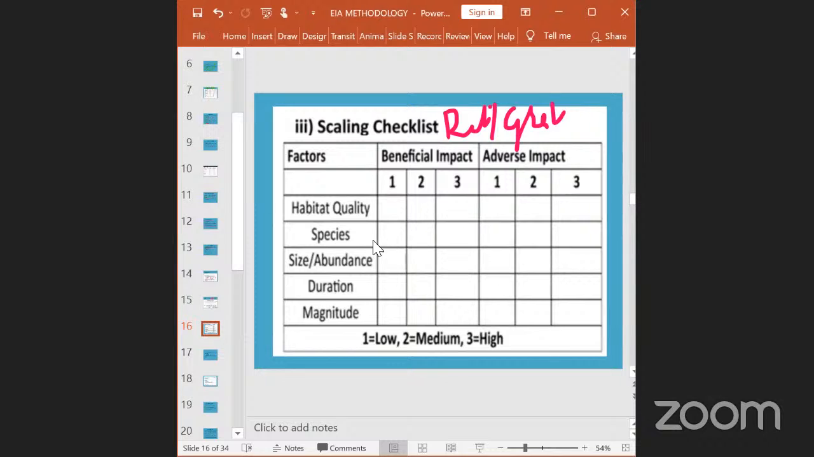So for example, you see here, for the rating of the water quality, the best is 5, right? Best is 5 or best is here 3, right? You see here habitat quality and species, size or abundance, and duration and magnitude. So one is habitat quality in beneficial impact. One is low, and 2 is medium and 3 is high, right? So this is the scaling checklist, right?